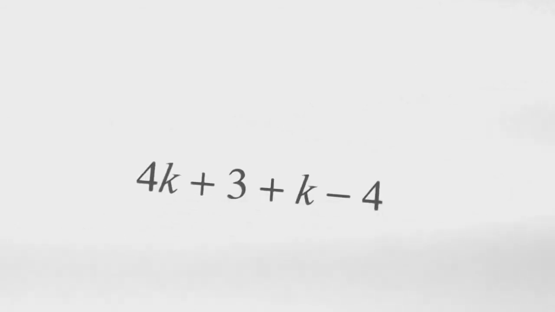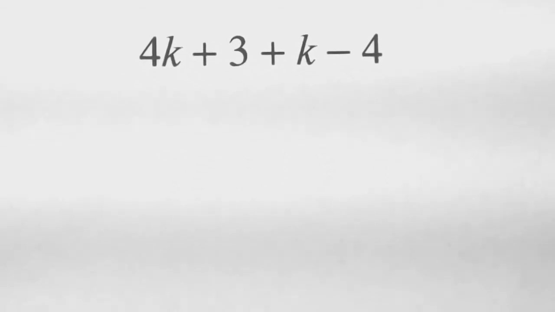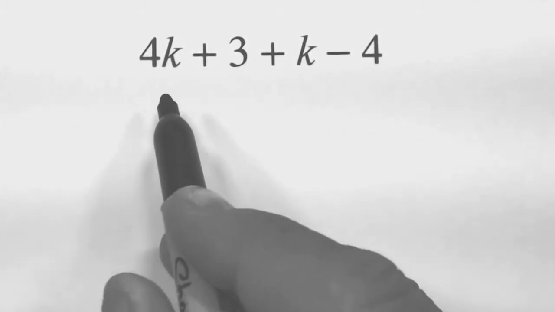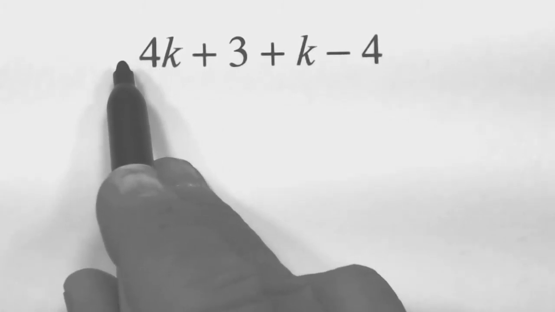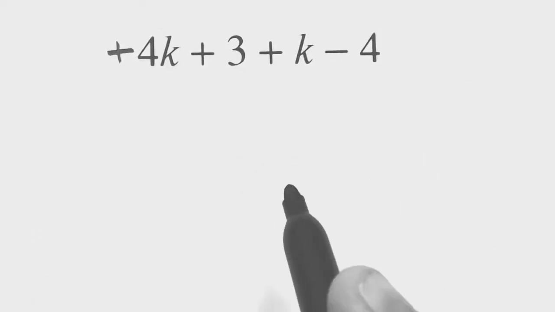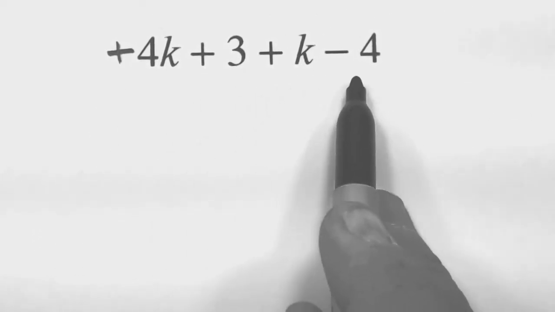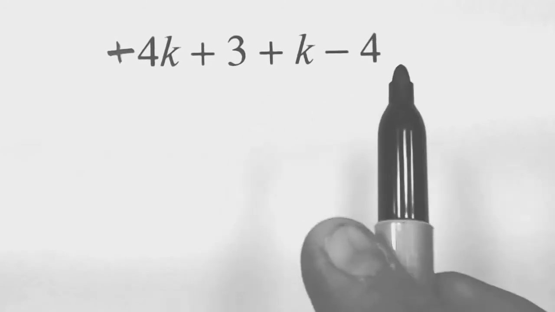Okay, let's take a look now at something that's not only got some variables, but some plain numbers. Here we go. Now notice the 4k in front. You don't see a sign in front of it, so we assume that to be a plus. Let's put a plus in here just to emphasize that. All the other guys have single signs in front, so we don't need the rules at all to be able to combine signs. Let's just indicate the like terms.